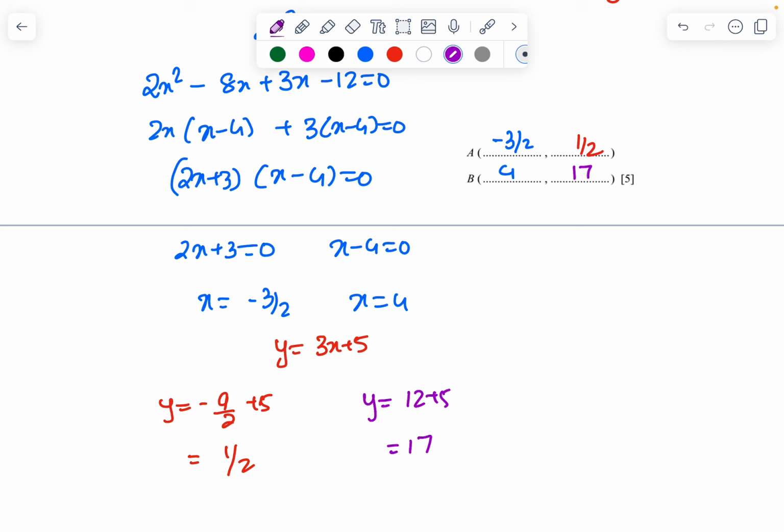So let's check the final answer, which is minus 3 by 2 comma 1 by 2, and the other answer is 4 comma 17. Those are the x coordinate and the y coordinate for the question.